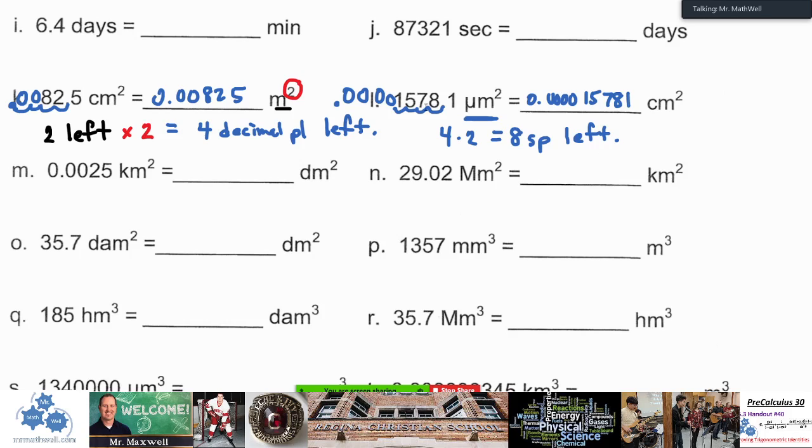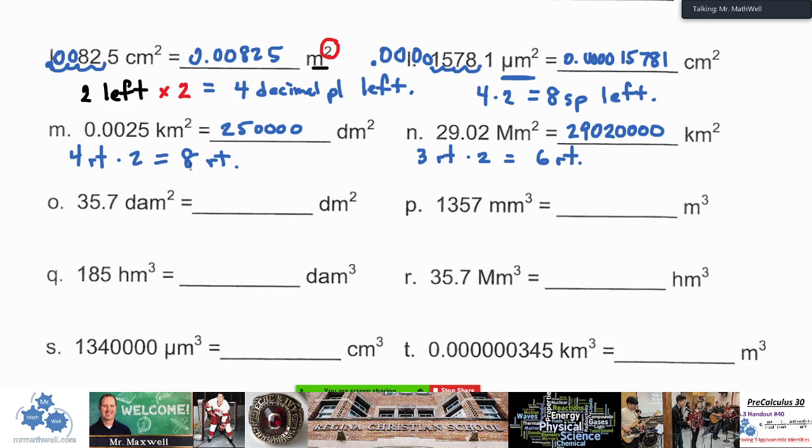All right, why don't you take a moment and do M and N, and I'll show you the answers up here in a minute. So do M and N. Okay, so there's your answers for M and N. Okay. And the cubic ones are very similar, except you multiply by 3. Really easy. So I'm going to skip down to letter Q here.